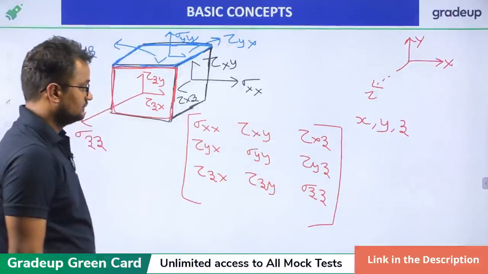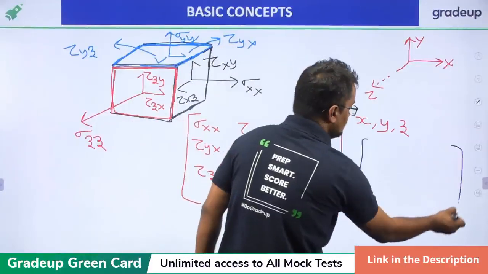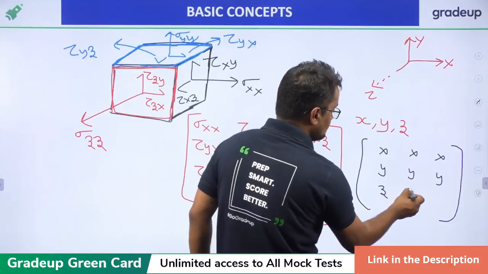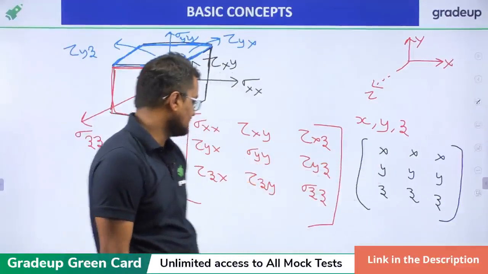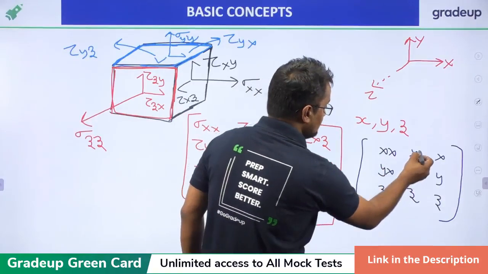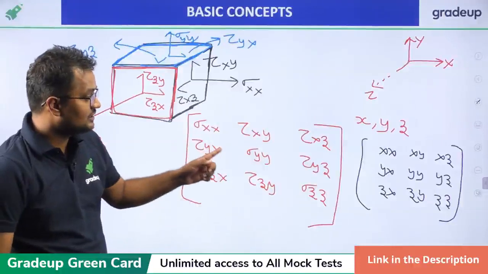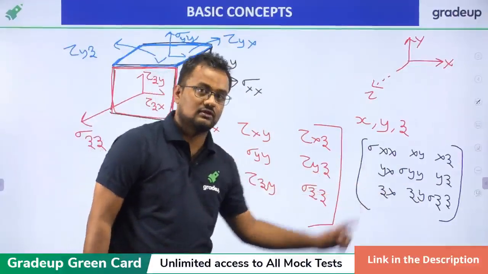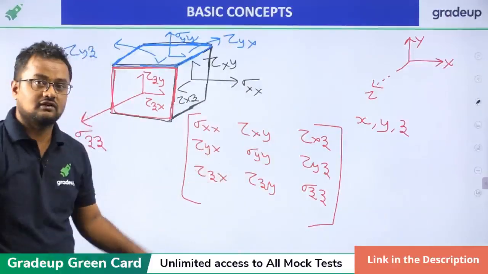Okay, my dear friends. Now if you want a trick to remember this, then you can write like this. First you write xxx, now yyy and zzz. Okay, this is a proper format. We write in this format only. Then you can write x and x x, this will be y y y, and this will be z z and z. Then sigma will be in diagonal, sigma sigma sigma, and every other thing will be tau. This will be again same. So this is a trick so that you can remember. Now we write this stress matrix in this particular format.